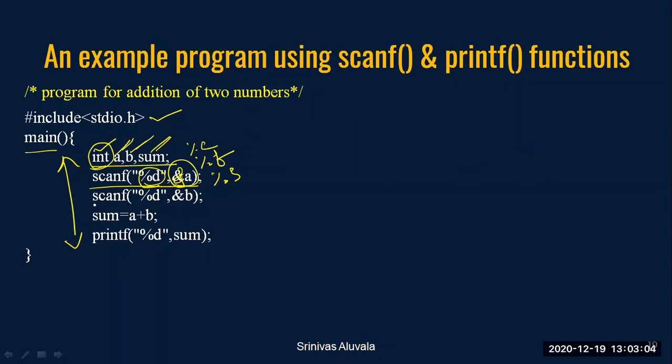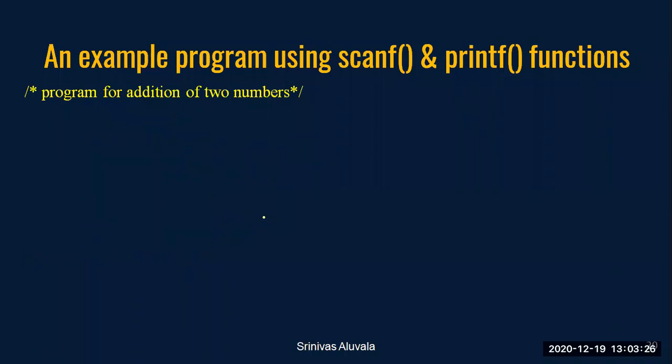Then the next value I am going to give is for b, which is also an integer type of value, stored in the address of b. Then I am calculating the sum a plus b, and then I am printing the output. You can see here I have only the type of the data for the output, then I mention the variable name sum. I get the output, the sum of these two numbers.